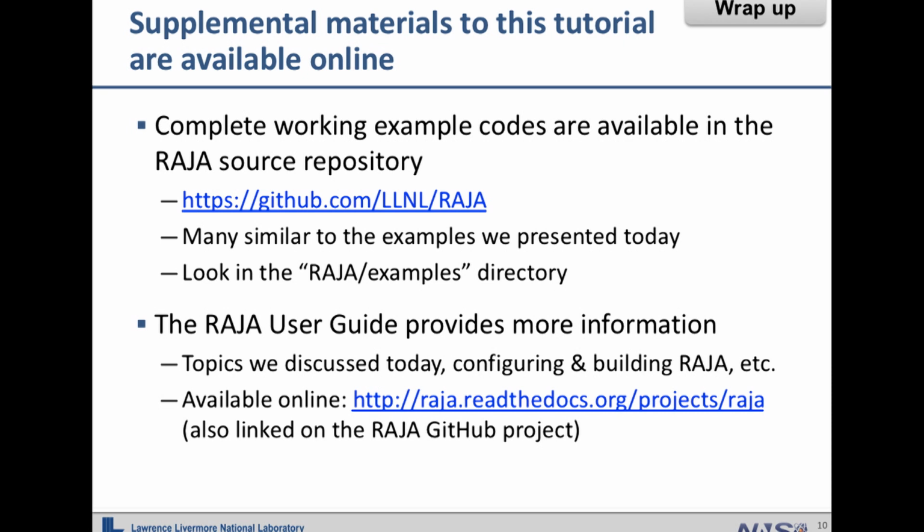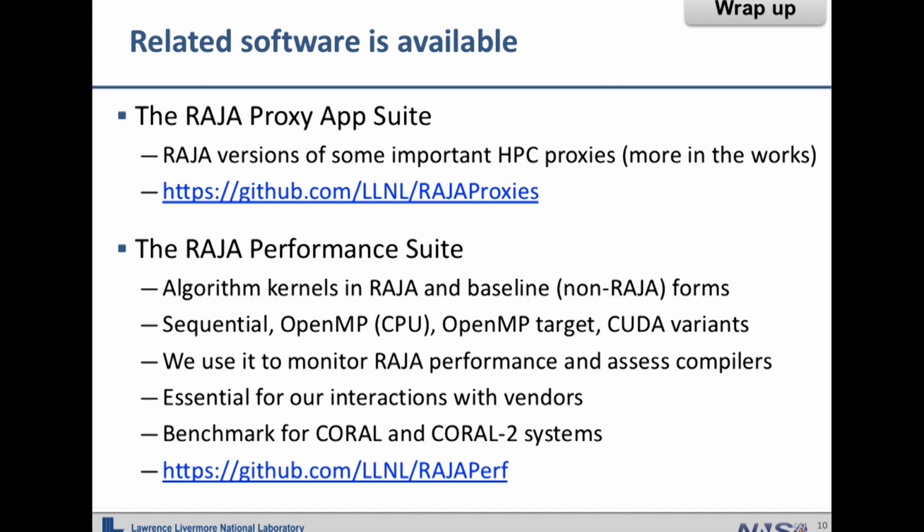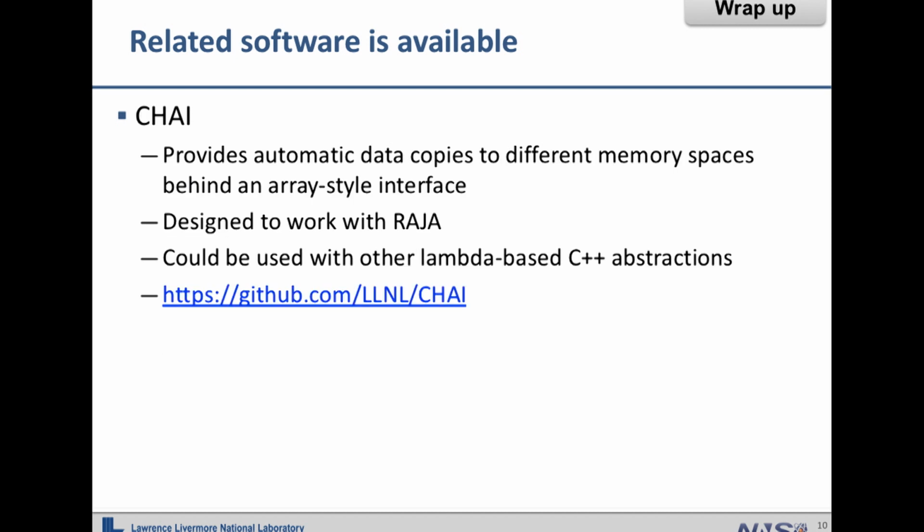We have our user guide that is linked from the main GitHub page. I wouldn't try to remember these other URLs, but all of this stuff that we've talked about plus more is described in detail. We have this proxy app suite that's a work in progress. We're trying to collect RAJA variants of the proxy apps that are representative of real codes that we can't show to vendors for machine procurements because they're actually coded in RAJA, so we need a way to be representative of them. And we have this performance suite that we mentioned. CHAI is another thing that's also on GitHub.